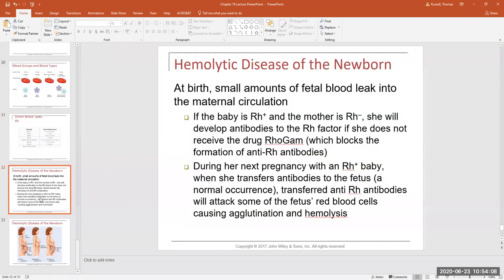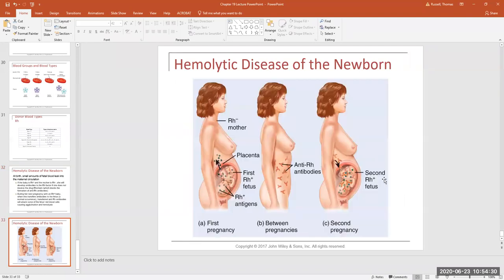Now, the last thing in the chapter that we have to cover is hemolytic disease of a newborn. I know all the people that are in lab already got this talk, so just bear with me. The people that are not in lab or didn't do it in their lab, you basically need to know what RhoGAM is. I'm going to describe it in a second, and how hemolytic disease of a newborn can come about. So I'm going to teach it from this picture.